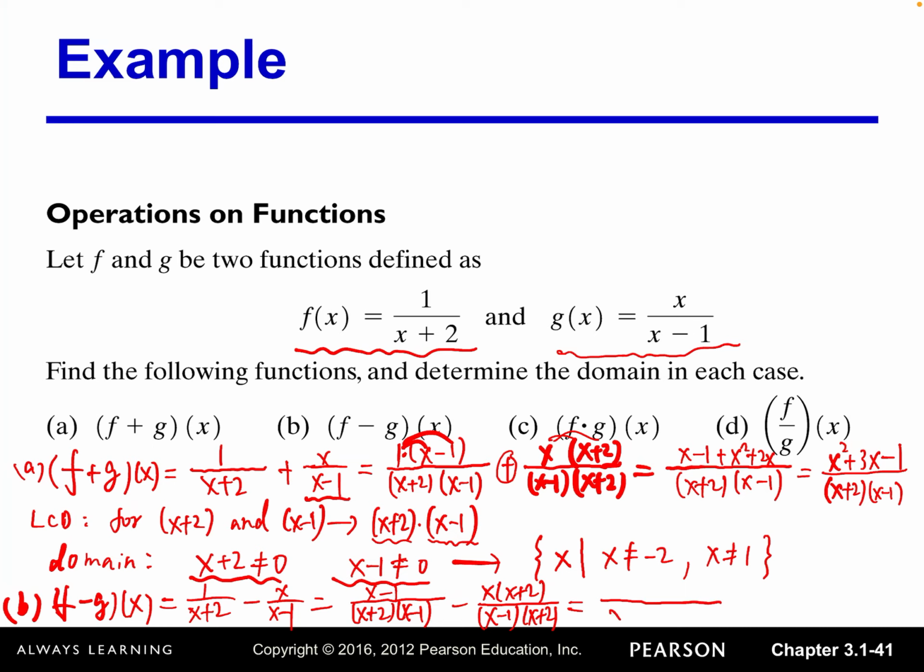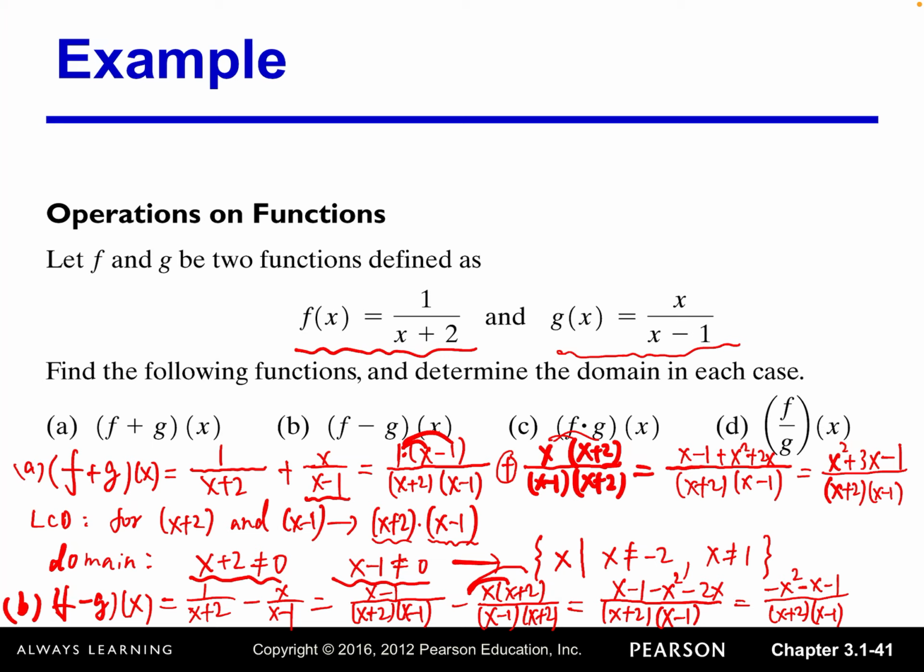So now they have the same denominator, x plus 2 times x minus 1, and the numerator will be x minus 1 minus x squared, right? The negative sign times x times x, and the negative sign times x times 2, minus 2x. So be careful with the two negative signs here. Then we get the numerator as negative x squared, minus x, minus 1. The denominator is x plus 2 times x minus 1.